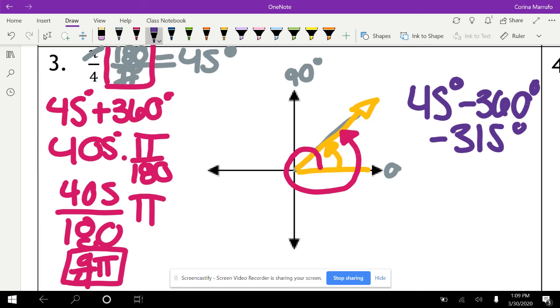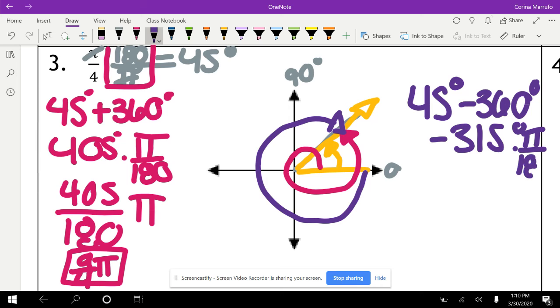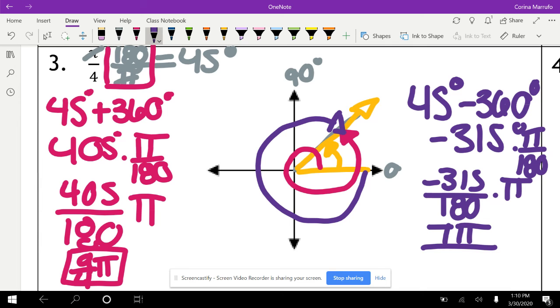Instead of going in the positive direction, we would go clockwise in the negative direction, and that would be negative 315 degrees. But of course, we don't want our answers in degrees because they gave it to us in radians, so we need to change that to radians by multiplying times pi over 180. In our calculators, you put negative 315 divided by 180 times pi. When we change it into a fraction, it gives us 7 over 4, so it'll be negative 7 pi over 4.